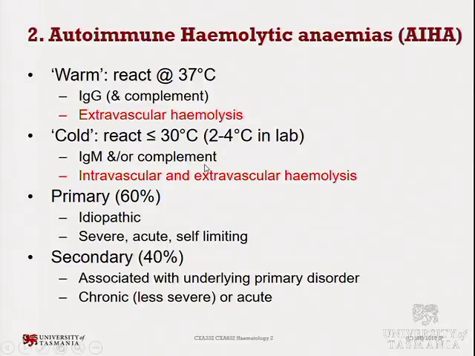Now when we're looking at our autoimmune hemolytic anemias, these are due to antibodies directed against self. They are subdivided into warm and cold conditions. Warm autoimmune hemolytic anemias are called that because the antibodies react at 37 degrees. They are usually caused by antibodies of the IgG class, and therefore we usually have extravascular hemolysis with these conditions. Again, that's because the IgG antibodies are too small to agglutinate the cells, but the sensitised cells are removed by the phagocytes in the spleen.